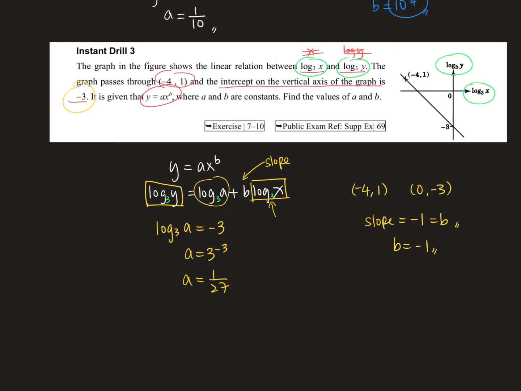If the question requires you to find y, then you will put everything back together. y equals a times x to the power b, which is a times x to the power -1, or you can write it as 1 over 27x, like this.